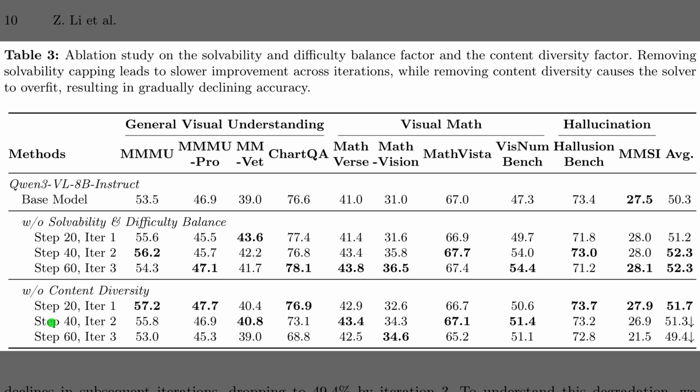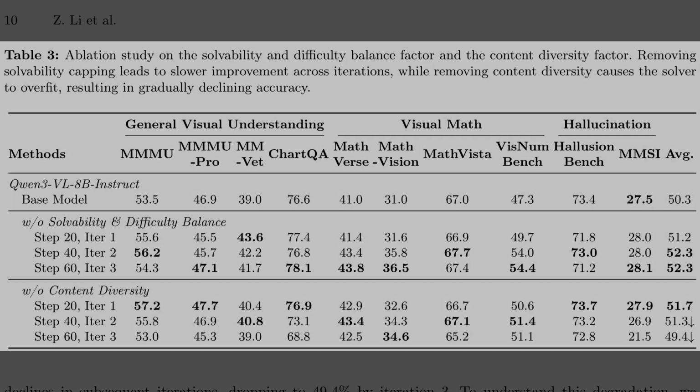Then, the bottom section shows the impact of removing the content diversity penalty. Without it, the model overfits by repeatedly generating easy-to-render charts, like simple histograms, causing its overall average to drop down to 49% by the third training step.